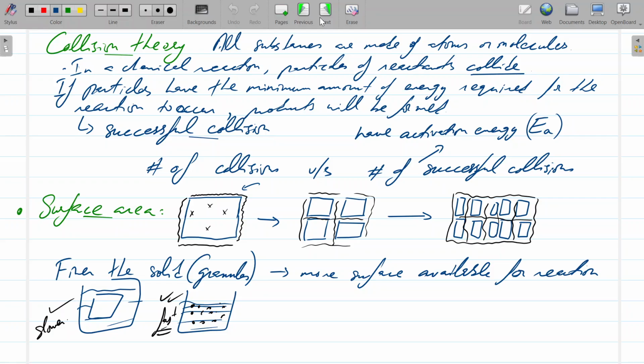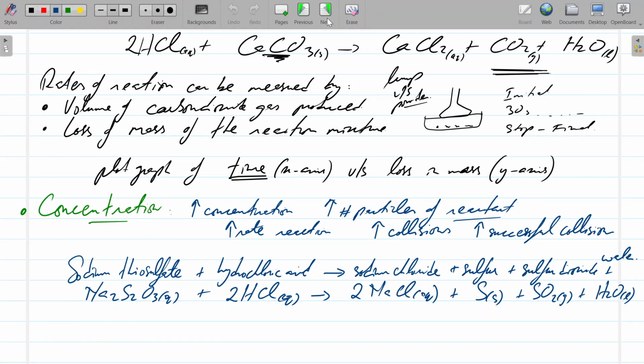products. So we talked about how surface area allows more area of the reactants to be available for the reaction, and then the concentration just increases the number of particles available, and so that would increase the collisions, and then hopefully successful collisions, thereby increasing the rate of reaction.